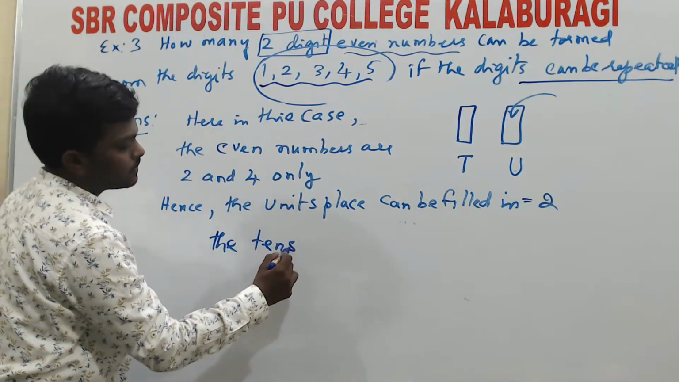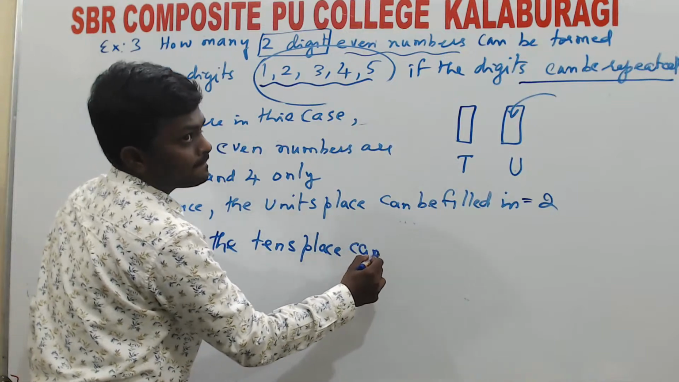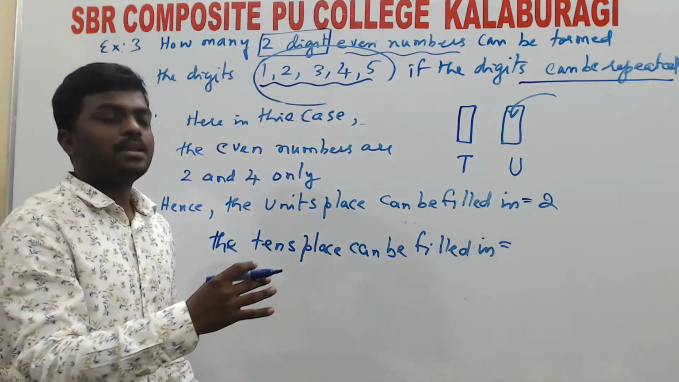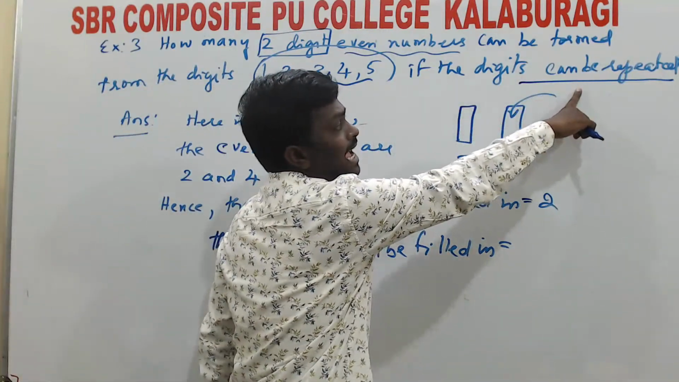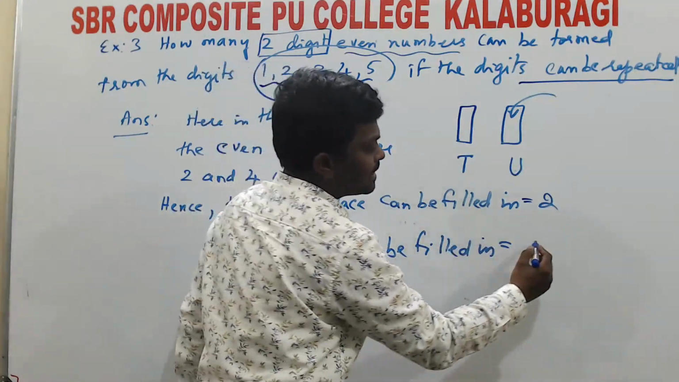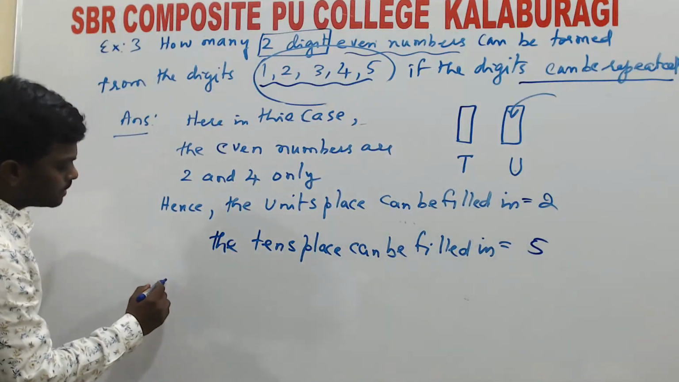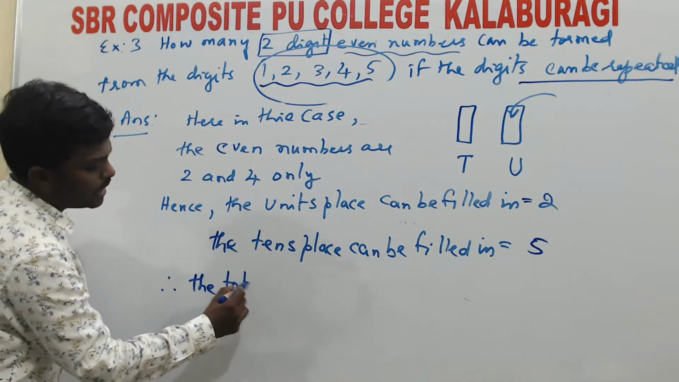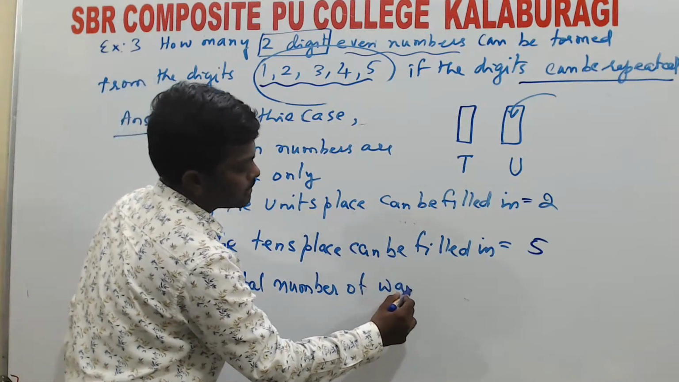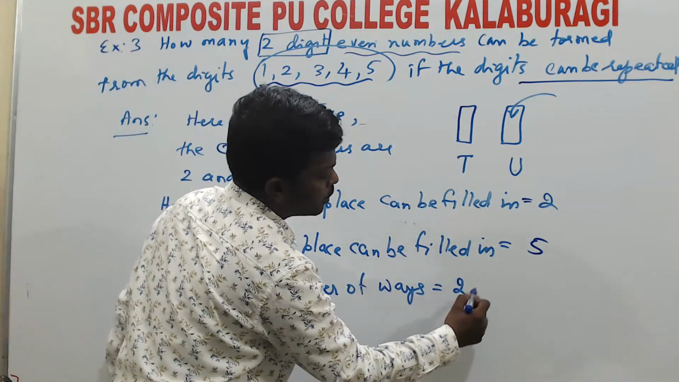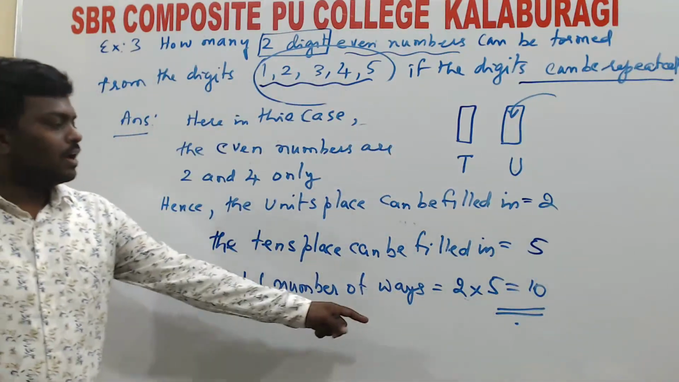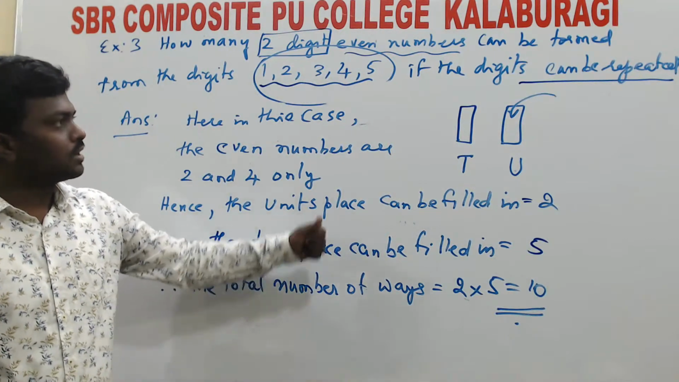Okay, the tens place can be filled in. Okay, so for the tens place, again the condition is that digits can be repeated, means we can use the digits again. So how many options we have? All the 5 options, right? So therefore the total number of ways is equal to 2 into 5, which is equal to 10. Okay, so now we have completed the solution.